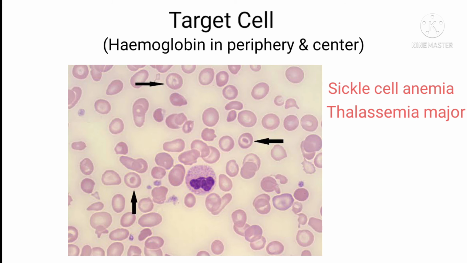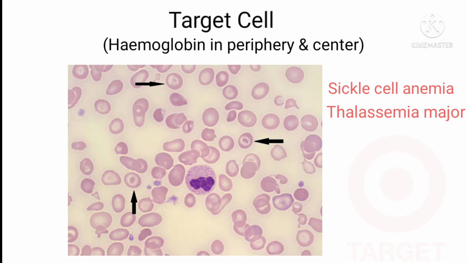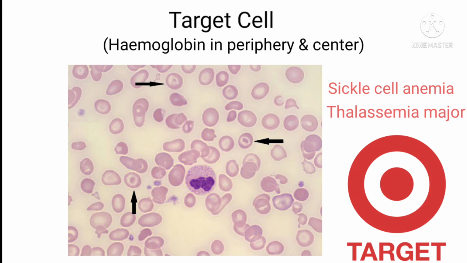The next one is target cell. In a target cell, the hemoglobin is concentrated only in the periphery and the central region of the cell. So in short, it appears as a target. It's mostly seen in sickle cell anemia and thalassemia major.